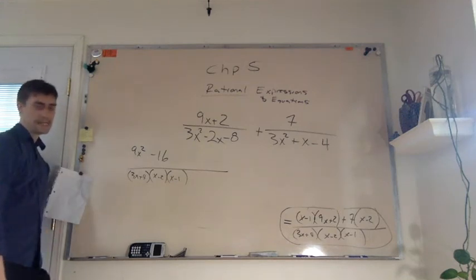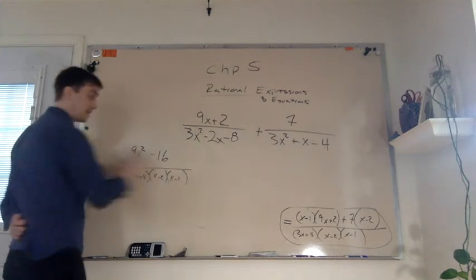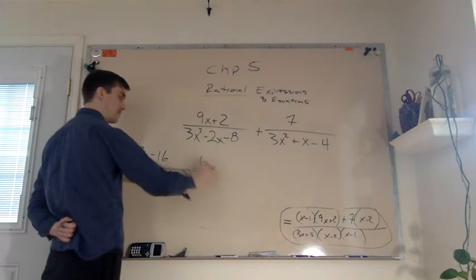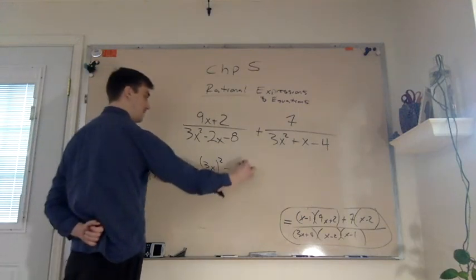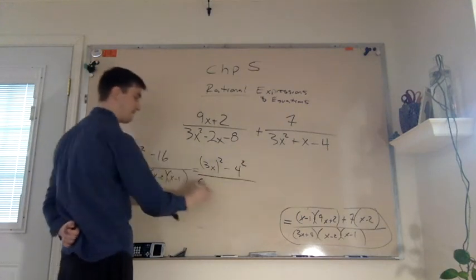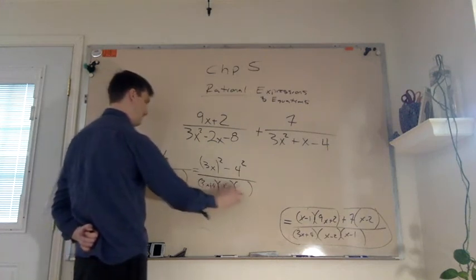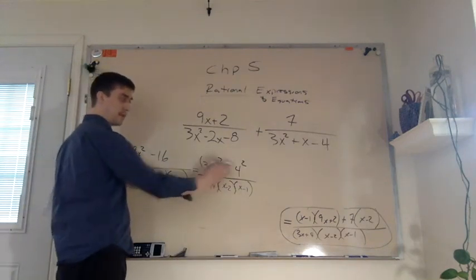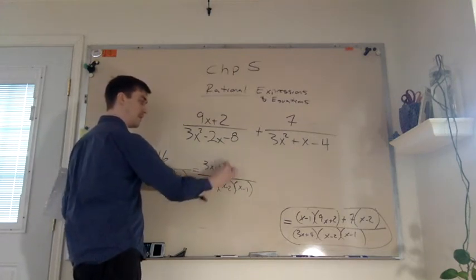Still not done. And the reason is because this is a difference of squares. So this can be factored. To write this as a difference of squares, recognize that 9 is 3 squared. So it's 3x all squared, and 16 is 4 squared. So I'm just going to factor this in place. 3x squared minus 4 squared becomes, using a difference of squares, 3x plus 4, 3x minus 4.